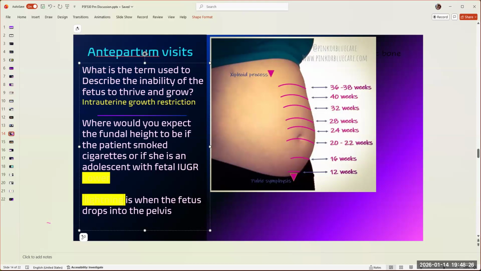So about 20 weeks or so, it should be at the belly button. So you should be able to feel the uterus, and we call it the fundus, the top of the uterus. We should be able to palpate it at the belly button, the umbilicus, at about 20 weeks. So if you have a teenage mom, it might not be there yet, or she smokes. Her fundus might not have reached 20 weeks. Or maybe her fundus is only at 28 weeks when she's 32 weeks pregnant. Small babies.